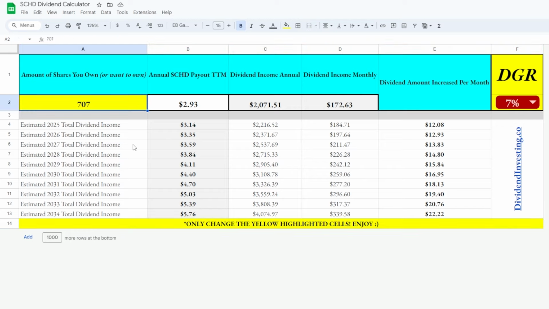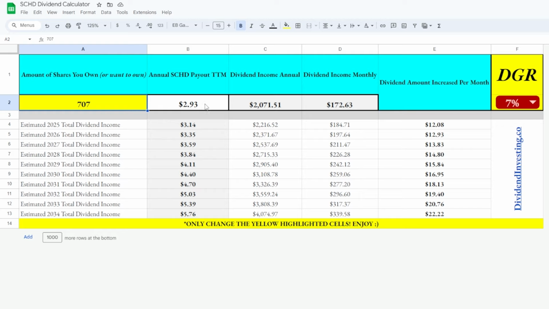But now to get to the fun part, as of right now, I currently have 707 shares of SCHD. The current trailing 12-month dividend payout for SCHD, as a lot of us know, is $2.93. Now, before you say, what about SCHD's share split that's happening very soon? I'm going to update this tracker very soon so that it takes into consideration the share split, but basically all it's going to do is divide everything by 3 and multiply your amount of shares.